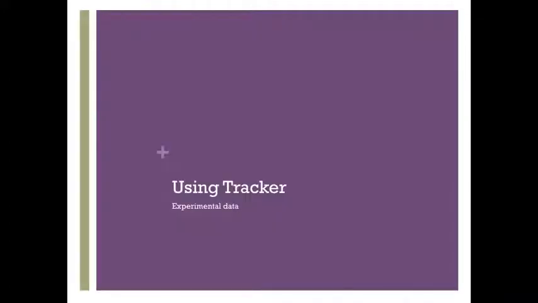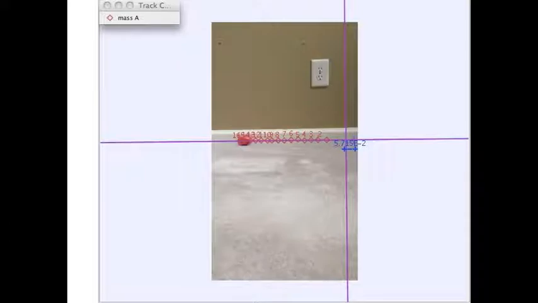I used the Tracker software to determine the experimental data I later plugged into the Excel graph sheet. Now here you can see my Tracker, the pool ball in Tracker, and you see a calibration stick in blue and you see the axes in purple. Now these axes were used to determine the ball's relative movement across the x and y axis given.